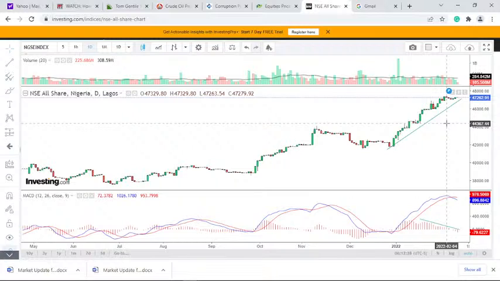For the losers, I'll start from the losers before I move to the gainers. The losers chart is topped by NEM Insurance, followed by Champion Brewery, Sovereign Trust Insurance, African Prudential, and Sterling Bank. These are also the ones that are leading the losers chart.